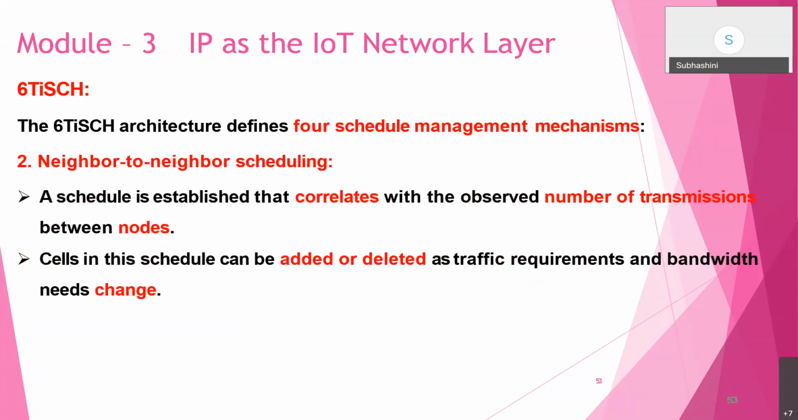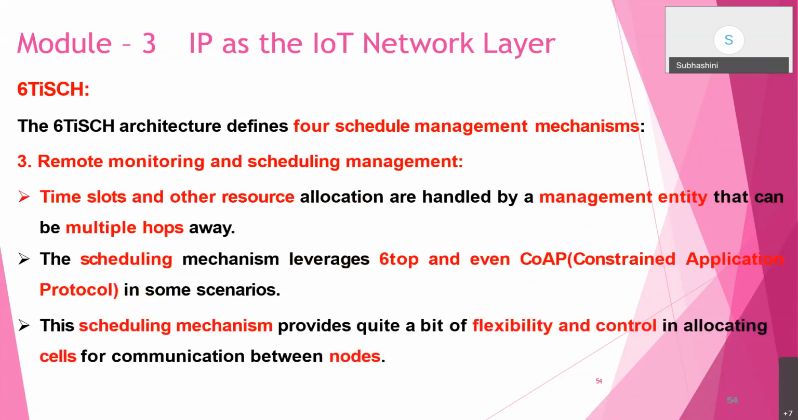And you have neighbor to neighbor scheduling. It's nothing but correlating between the nodes. One node correlates with the other nodes, mentioning its traffic requirements and bandwidth needs, depending upon which you will schedule whether it is allowed to be transmitted or not. And then you have remote monitoring and scheduling management. This is nothing but some equipment placed at a certain remote place, and it will monitor and decide whether you require the scheduling needs or not.